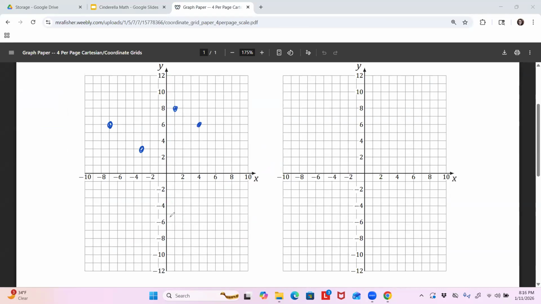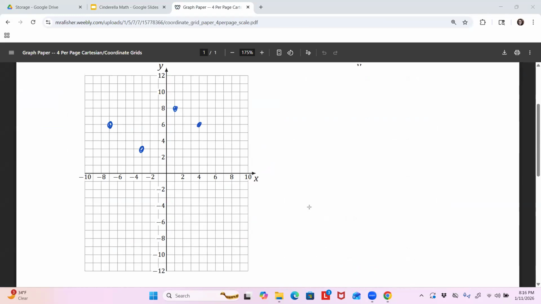Okay, good enough. If they give you just a graph of points like this, and they're not connected, there's no lines, there's no squiggles, they're just points, this is known as a discrete graph. You probably don't need to know that, especially if you're in pre-algebra or algebra 1, but there you go.